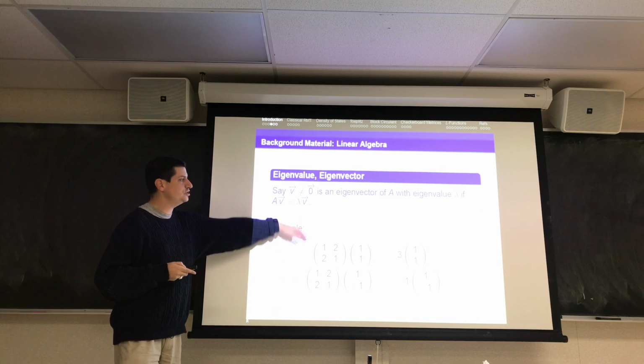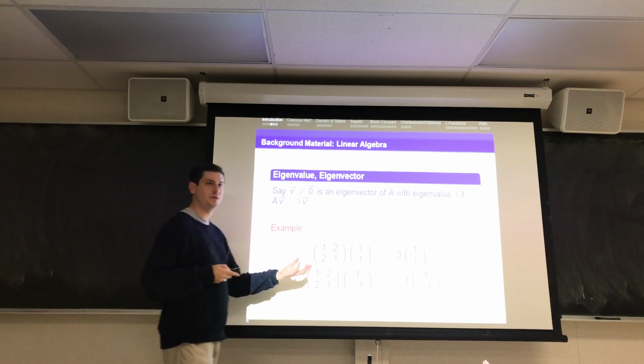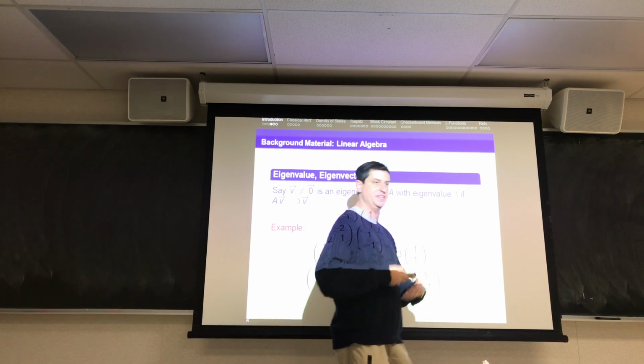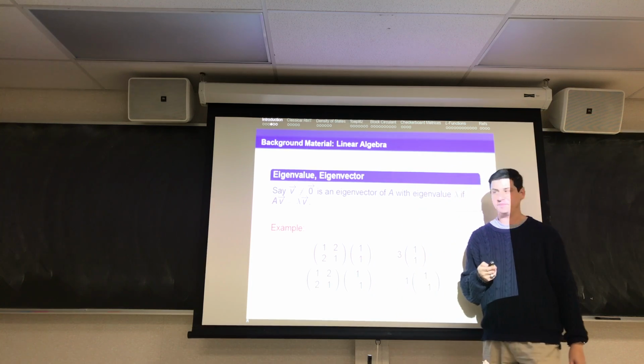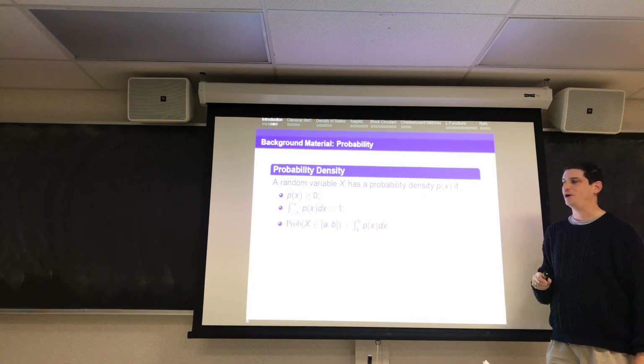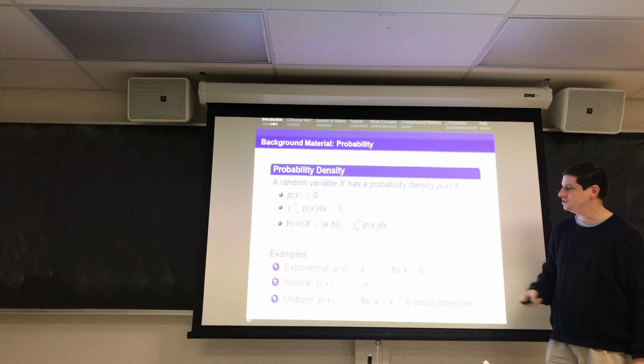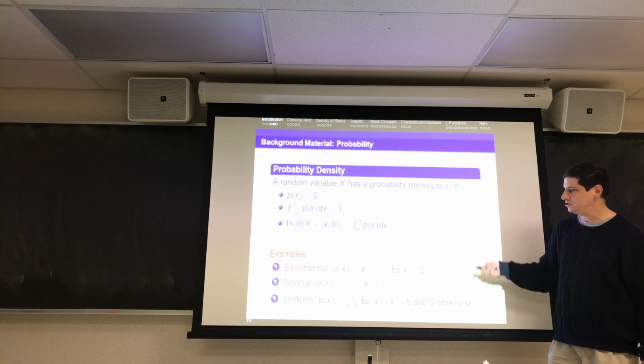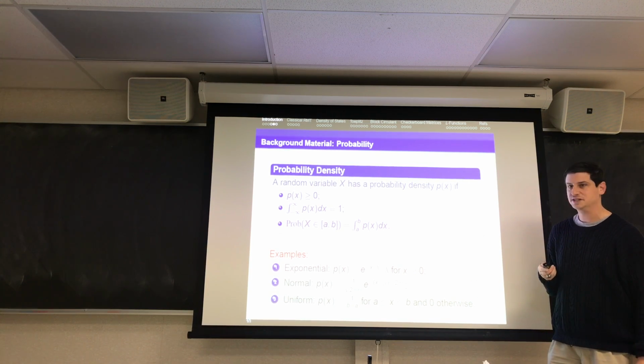And in physics, it turns out that there are a lot of times where we can approximate things with a matrix, and the eigenvalues of the matrix are the energy levels. I'm not even going to bother going through this slide. We've seen it too many times. Standard examples: exponential, normal, uniform. We'll look at a bunch of these later.